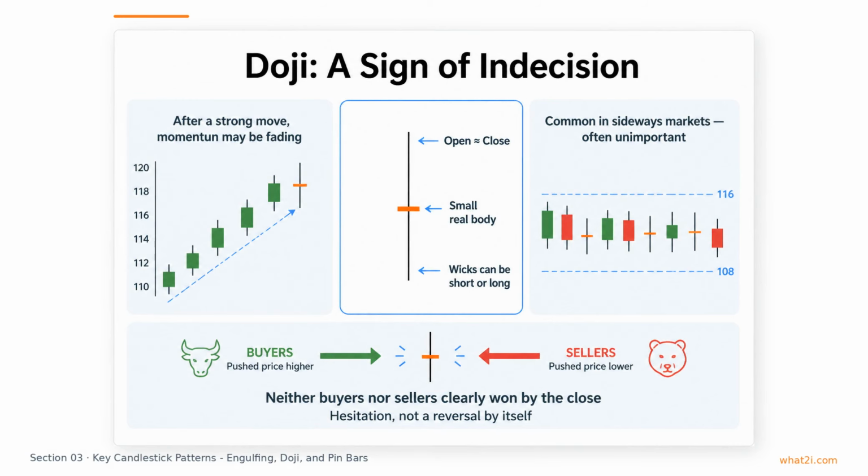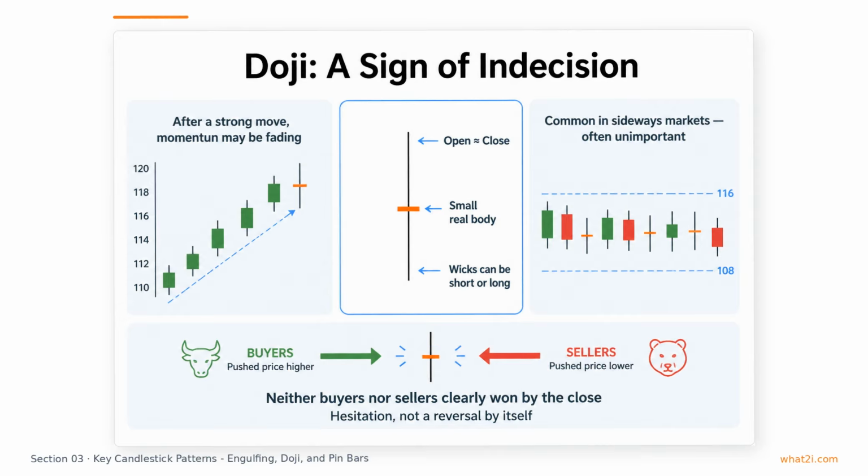A doji is a single candle with a very small real body, which means the open and close finished at nearly the same level. That small body suggests neither buyers nor sellers clearly won by the close. The wicks can be long or short, and those variations may add detail, but the central idea is indecision or balance. After a strong directional move, a doji can hint that momentum is fading and the market is pausing.